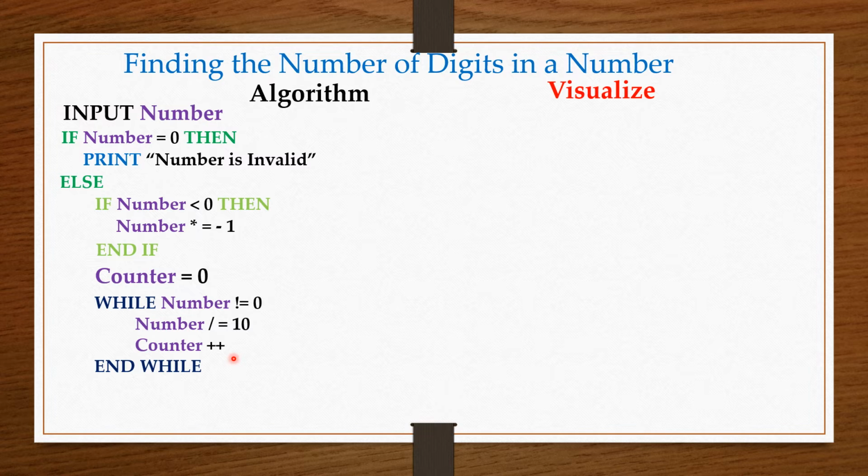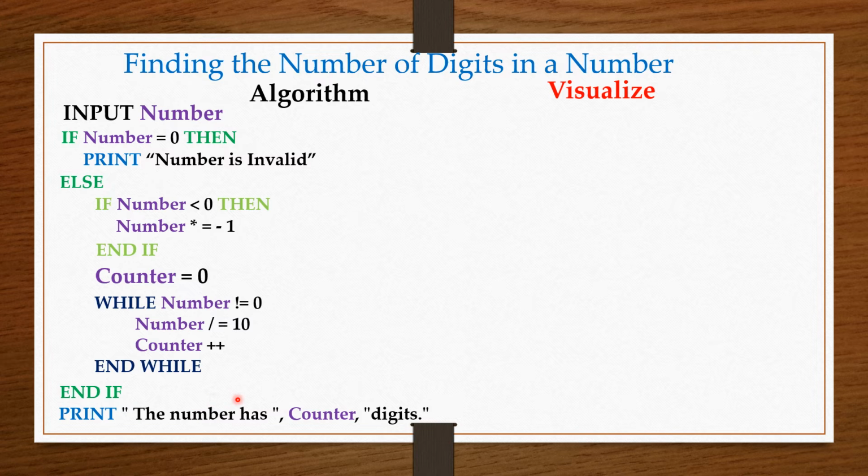So while number is not 0, number divided equals 10. Remove the last digit, or remove one digit from the number. Then anytime you remove a digit from the number, increase counter by 1. And now we end this if statement. Then we print our results.